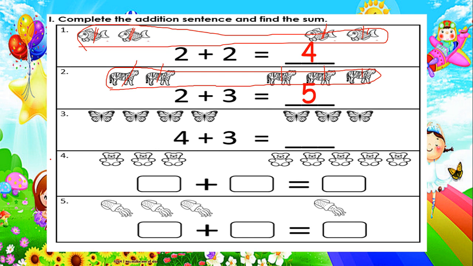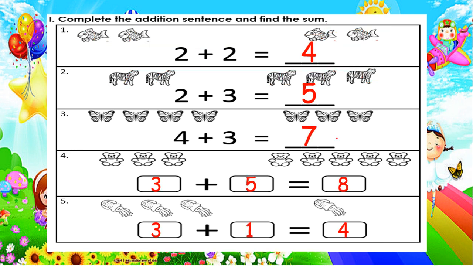Okay, so are you done answering? Okay, this time let's check your work. Okay, so again, we have here 2 plus 2 equals 4. 2 plus 3 equals 5.